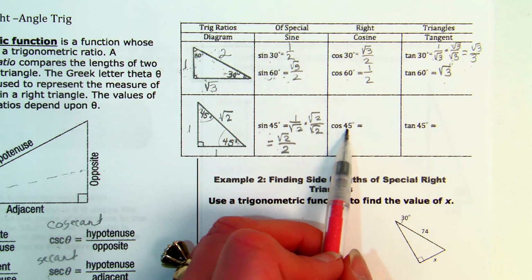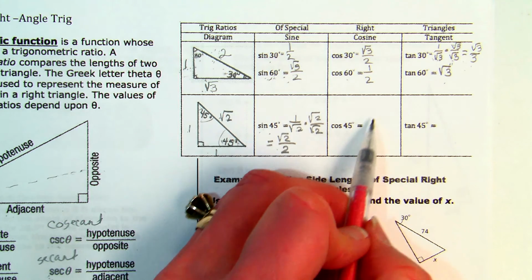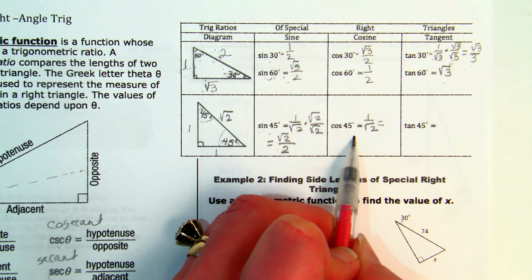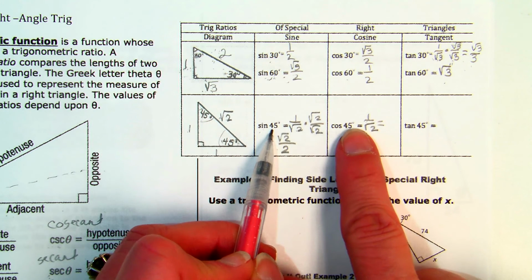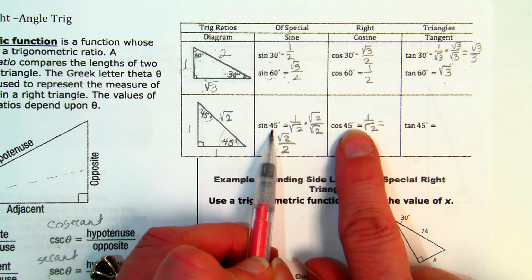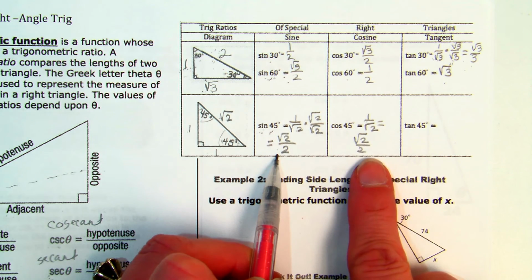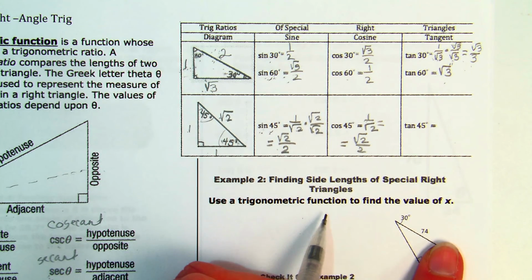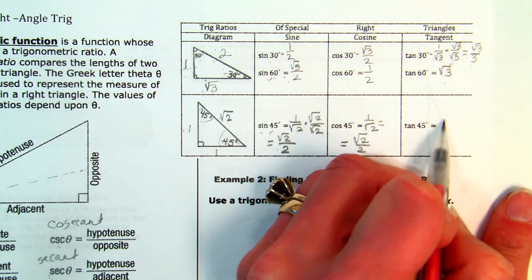Notice about the cosine of 45. Cosine of 45 is also 1 over root 2. Can't leave it like that. I've got to rationalize. So that final answer is root 2 over 2. Now notice, 45 plus 45 is 90. Cofunctions of complementary angles. The sine of one angle and cosine of the other one should be the same answer. So the sine of 45 and cosine of 45 are both equivalent to root 2 over 2. The tangent of 45, opposite over adjacent, is 1 over 1, which is 1.